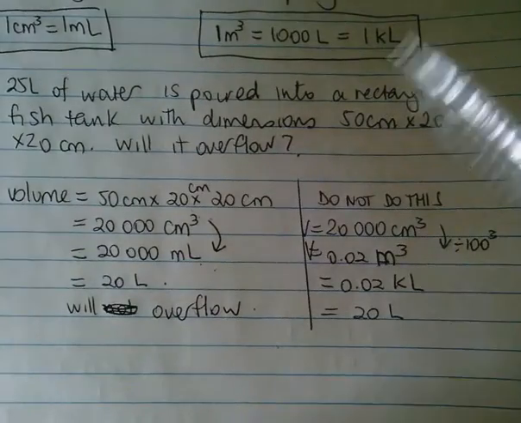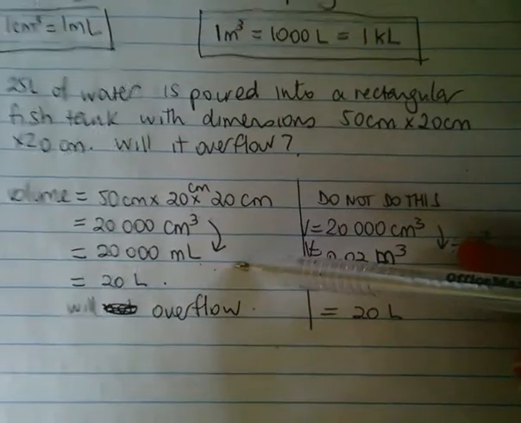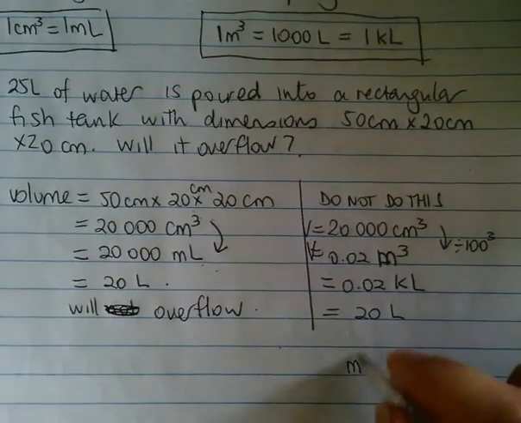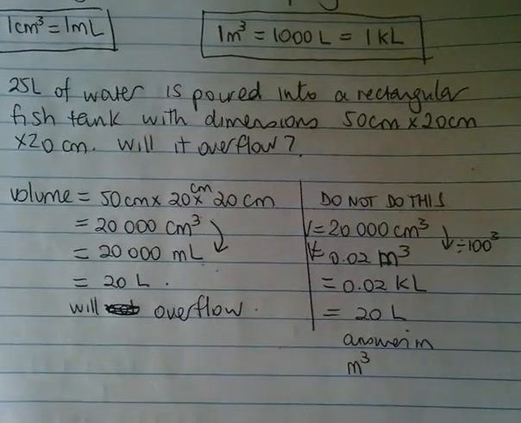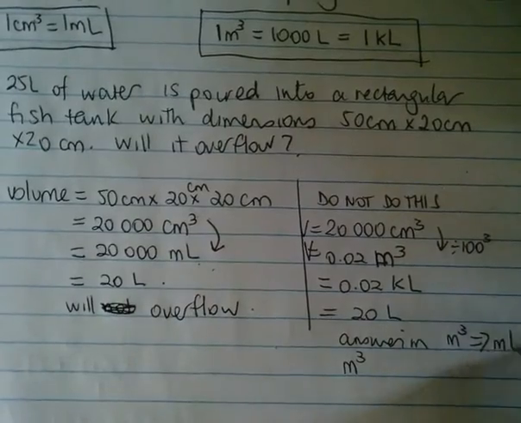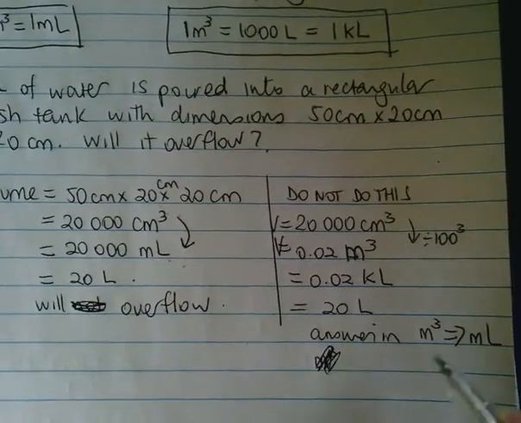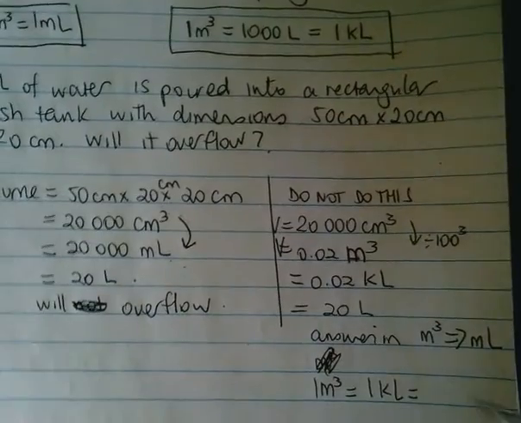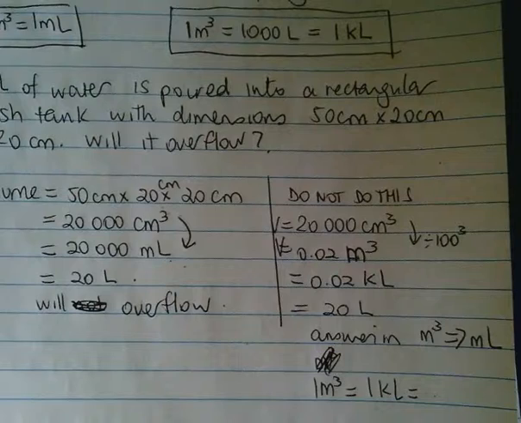We can look at one of those. So if you've got a volume answer in centimeters cubed, convert it to mils first and then convert it to liters. If you end up with an answer in meters cubed and you need mils, I wouldn't convert. I would not go from meters cubed to centimeters cubed. I would say 1 meter cubed is 1 kiloliter, and then change the kiloliter into the mils or whatever.